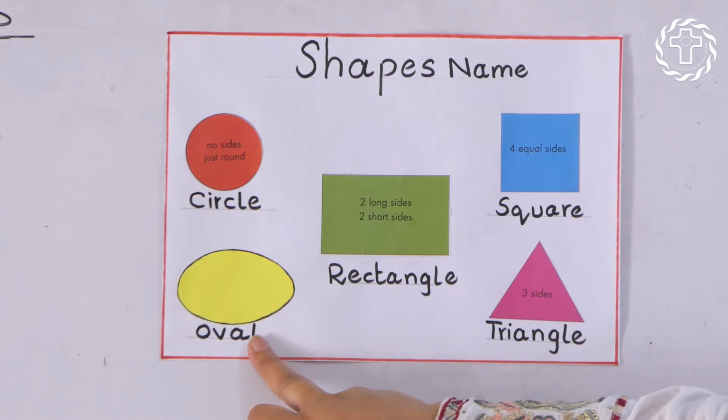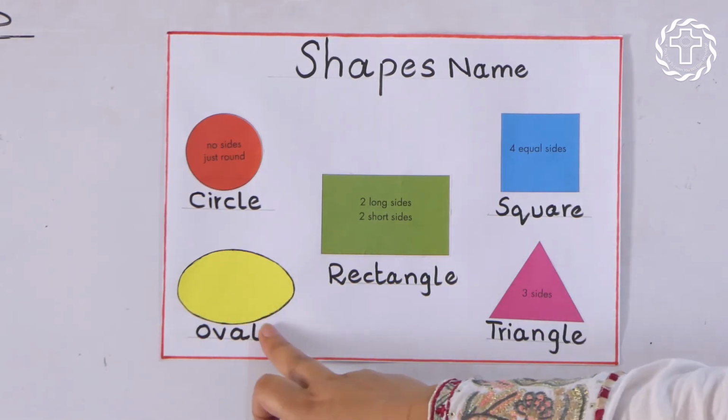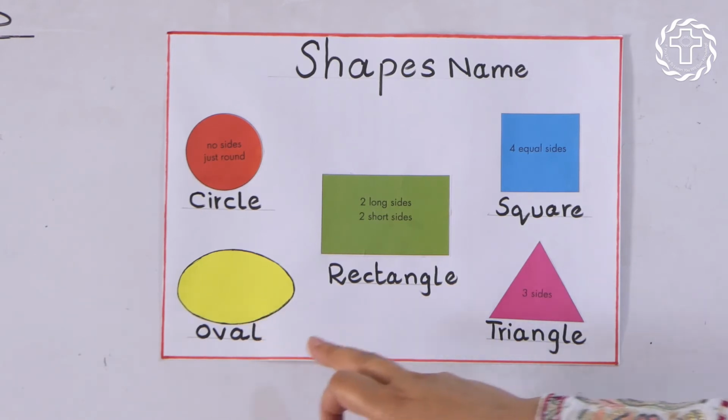This is an oval shape. An oval shape has no sides, no corners.